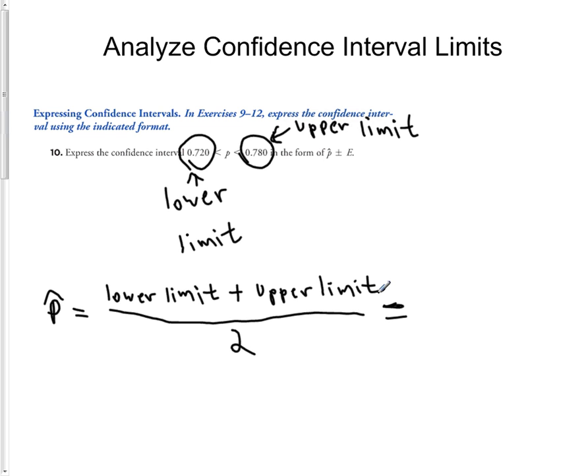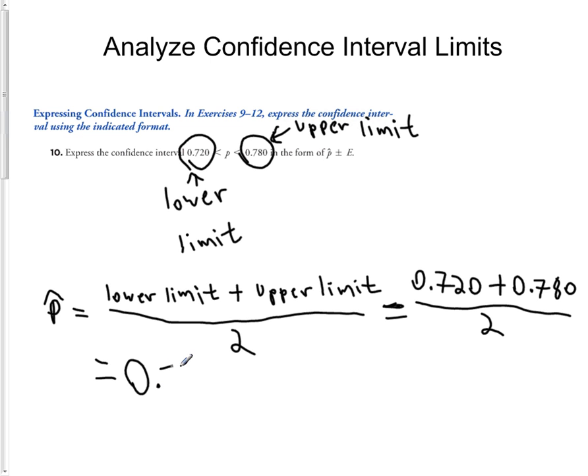So we have p hat equal to 0.720 plus 0.780 divided by 2. So it turns out our p hat is, let's calculate that, 0.750. So we found p hat. Now we just need to find e, the margin of error.